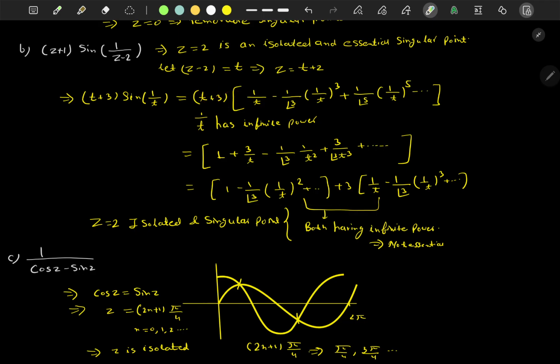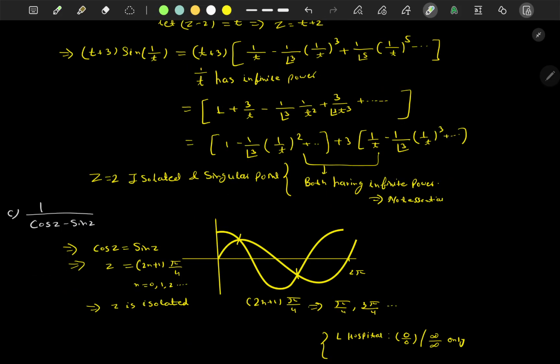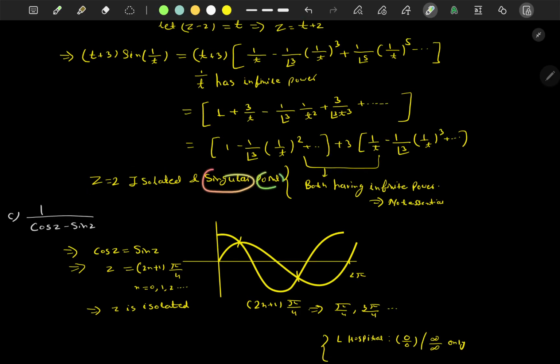Now you can clearly see that this is going up to infinity. So both this part and this part of the expansion of the function have infinite powers. This is not giving a finite b1 or b2, so this is not an essential singularity. So we can say z equal to 2 is an isolated and non-essential singular point.